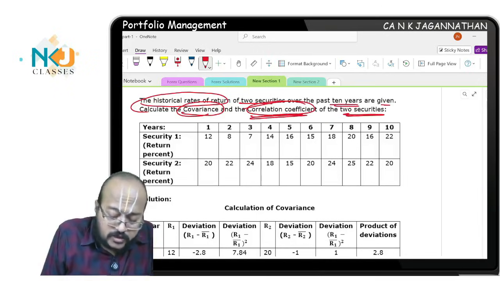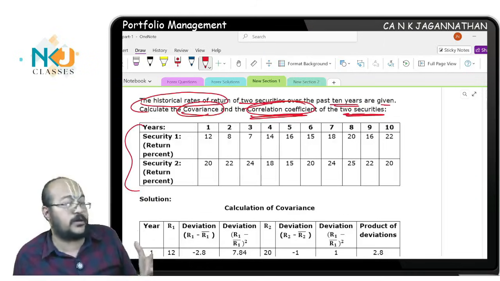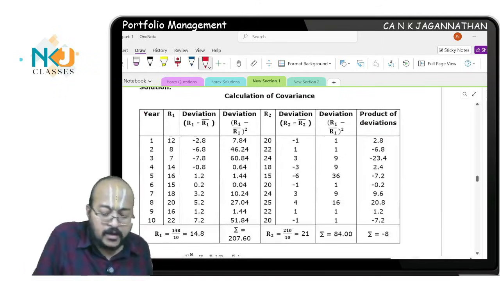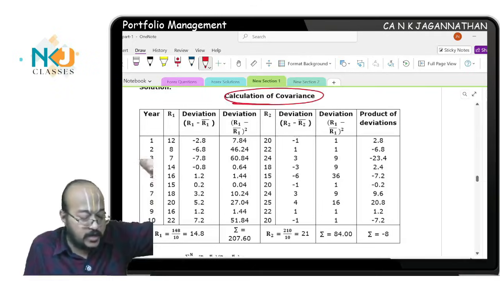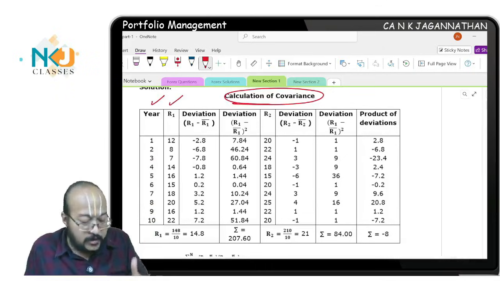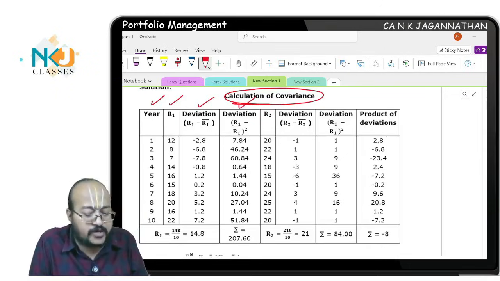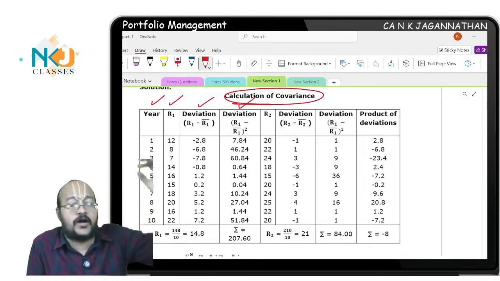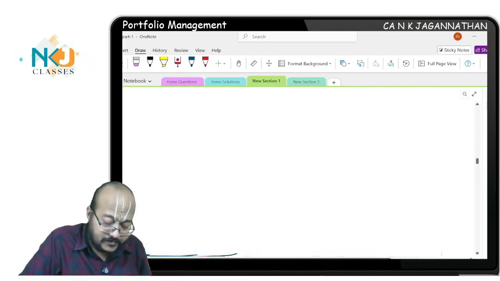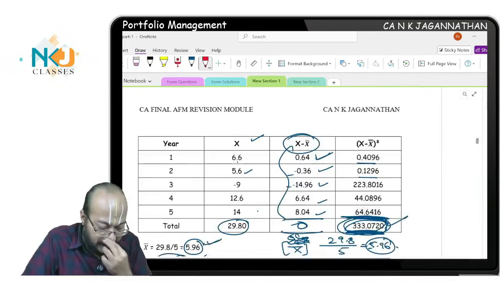See, the correlation coefficient of these two securities we need to compute. So tell me children, which approach will you use? Without probability. Why? Because past data is given, 10 years data is given. So very simple, observe what is happening. Just like you computed security risk, here you will have the return of security 1, R1, R1 minus R bar, the whole square. Everything you already discussed individually. While computing portfolio risk, you had these columns, correct? Security X and Y, when probability is not given, you compute under this method.